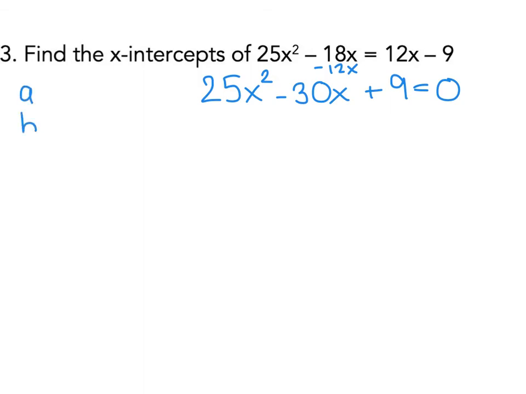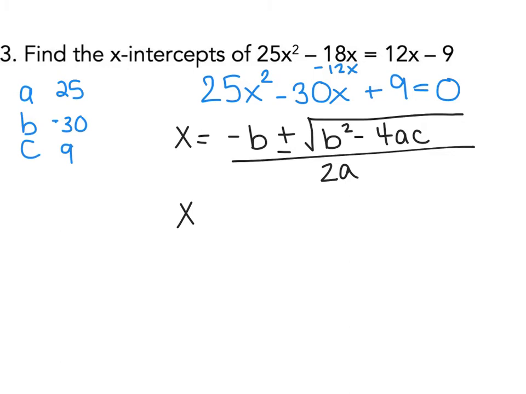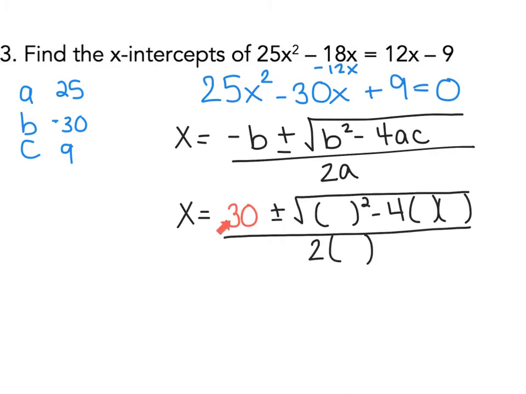Standard form, so I identify a, b, and c. It would be 25, negative 30, and positive 9. So again, until you get good, do it a couple of times. The quadratic formula is negative b plus or minus the square root of b squared minus 4ac all over 2a. Go ahead and substitute. Notice again, this is positive 30 because it's the opposite of b.